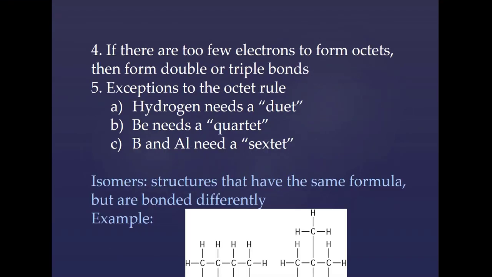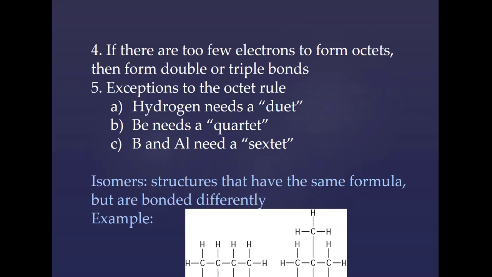If there are too few electrons to form octets, then you'll form double or triple bonds. And if you're building with a model kit, you should fill in all the holes on the little wooden ball that's representing the atom. If you have some holes that are empty, then that tells you that you're going to have to make a double or a triple bond.